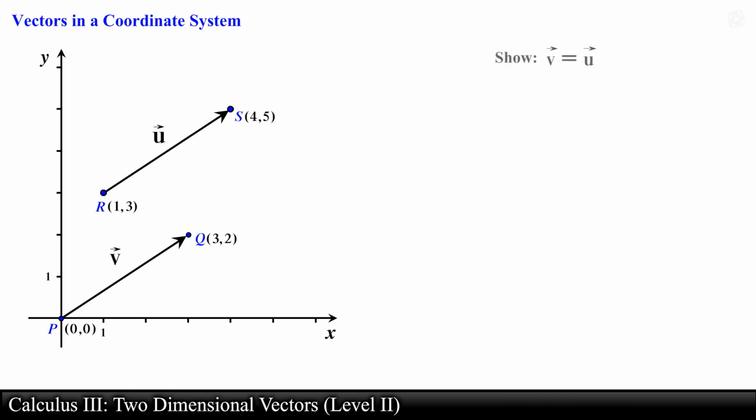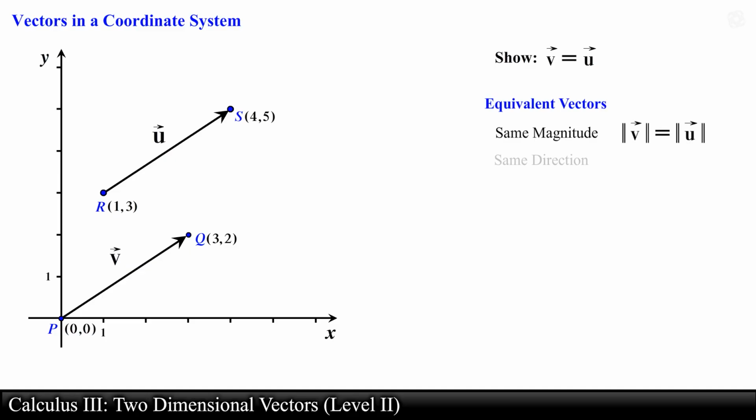As an example, say that we are asked to show that vector v and vector u are equivalent. How can we use the directed line segment representation of vectors to determine if they are equivalent? Let's start with the definition of equivalent vectors. In order for 2 vectors to be equivalent, both their magnitude and direction have to be the same. Let's first check and see if the magnitude of vector v and vector u are the same.